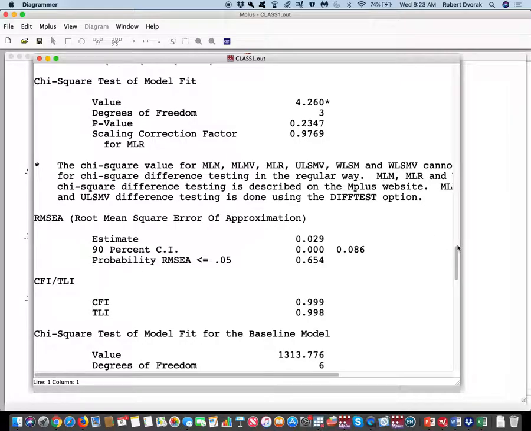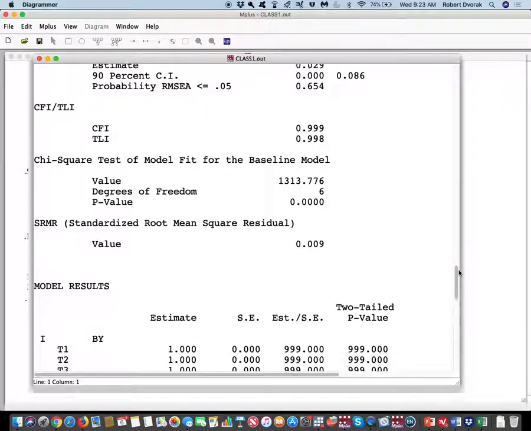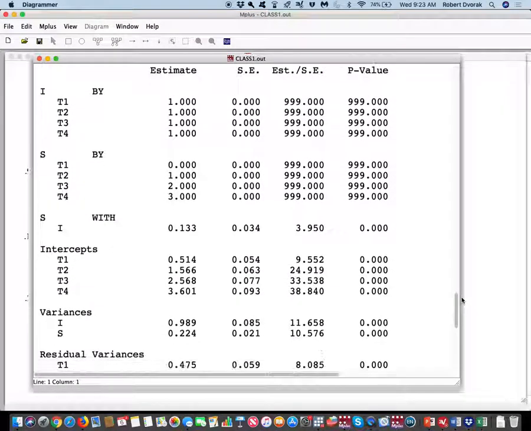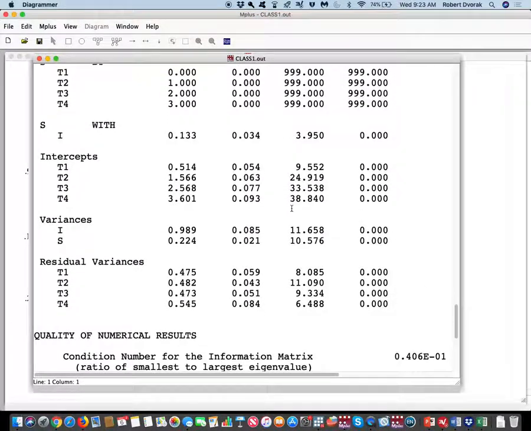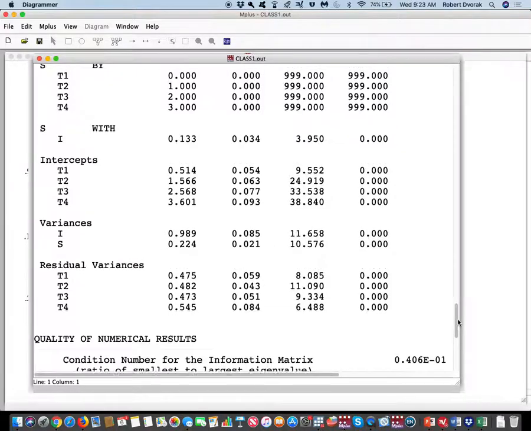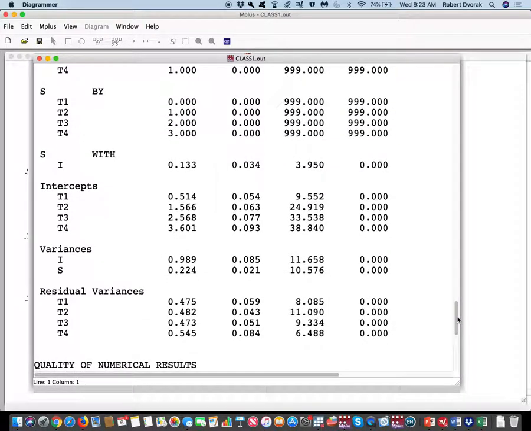Okay. As we scroll down here, we have a CFI, TLI. This model looks like it fits great, right? We have some intercepts here, T1, T2, T3, T4, and these are the average levels at each one of these spots. We have residual variances, variances of the intercept, variances of the slope. The problem with all of this is it doesn't actually give us the mean of our intercept or the mean of our slope, right?